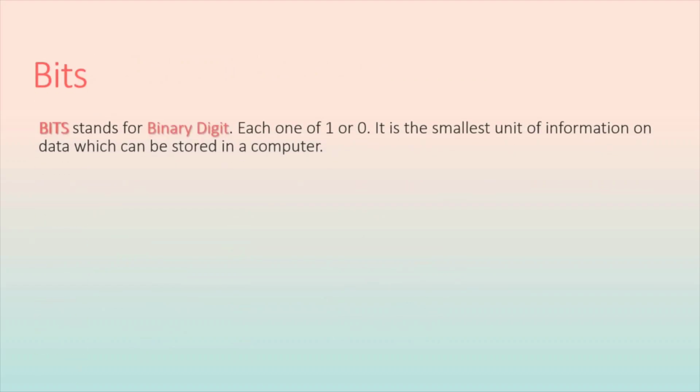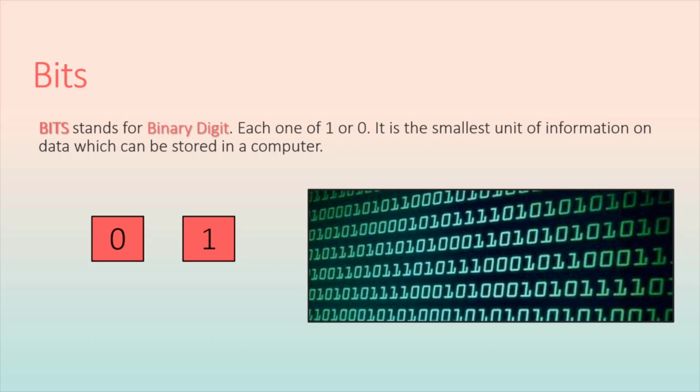Bits. Bits stand for binary digits. Each one of 1 or 0 is the smallest unit of information or data which can be stored in a computer. Bits can be 0 or 1. All the information stored in a computer is in the form of bits, 0 and 1.